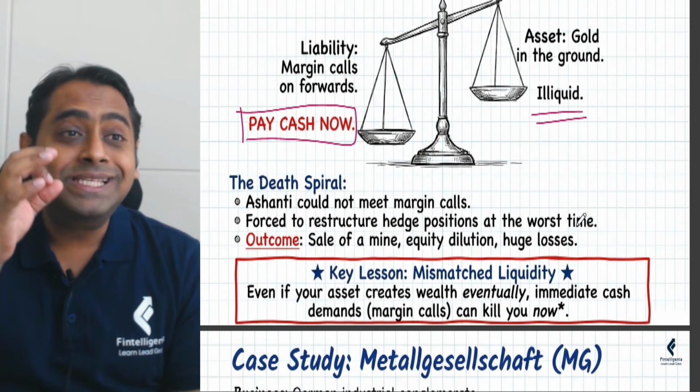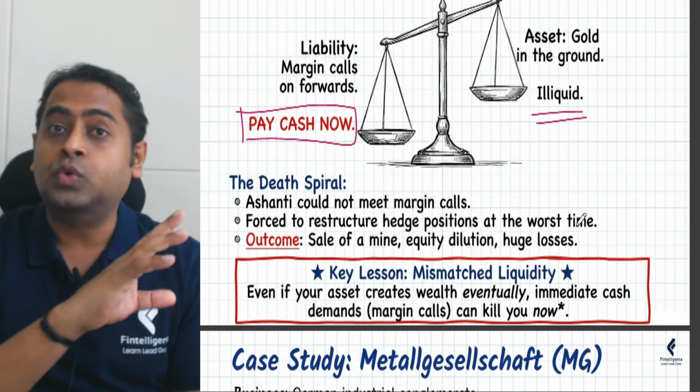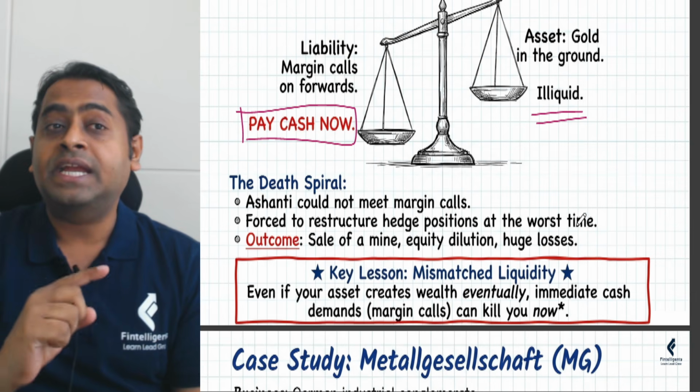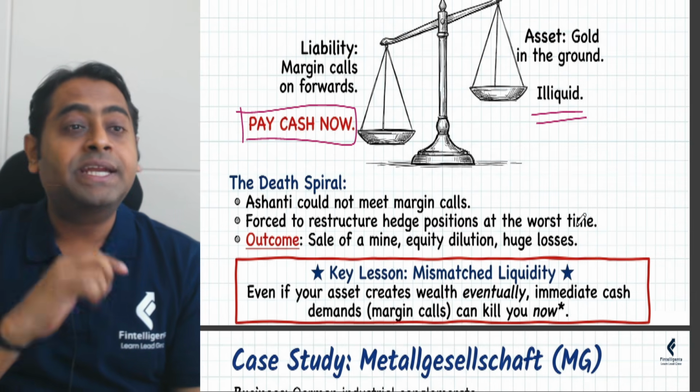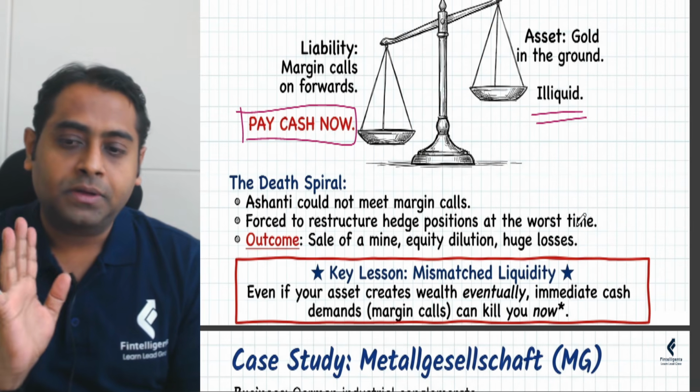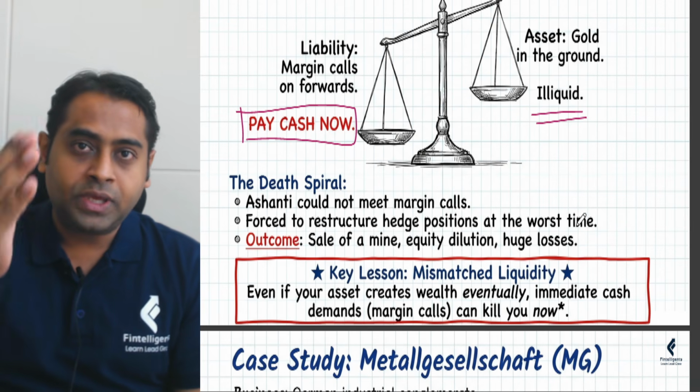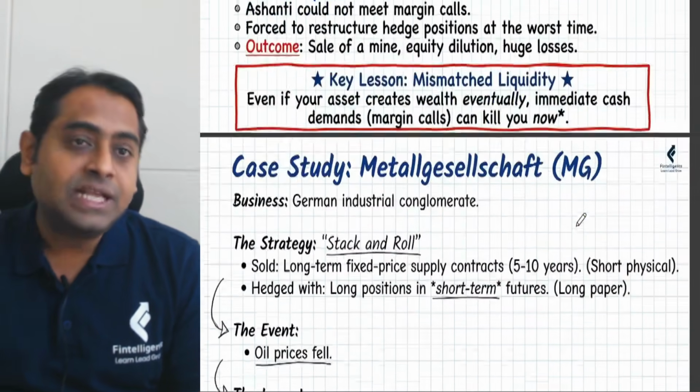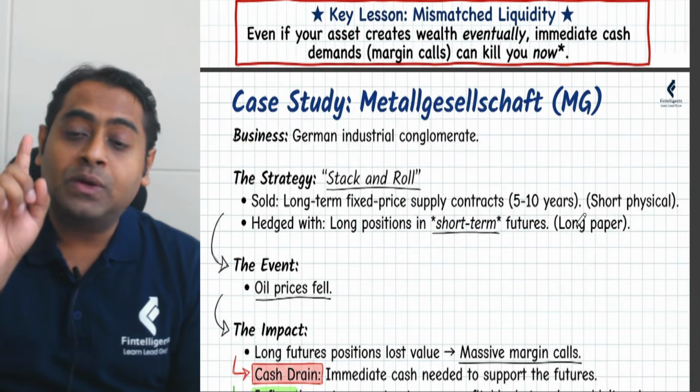Okay, so what is the key lesson that FRM Level 2 students should learn? Even if your assets create wealth, immediate cash, that means liquidity, is very, very important. Okay, very interesting case study. Okay, Ashanti Goldfield. Metallgesellschaft, this case study was there in your Level 1 also.